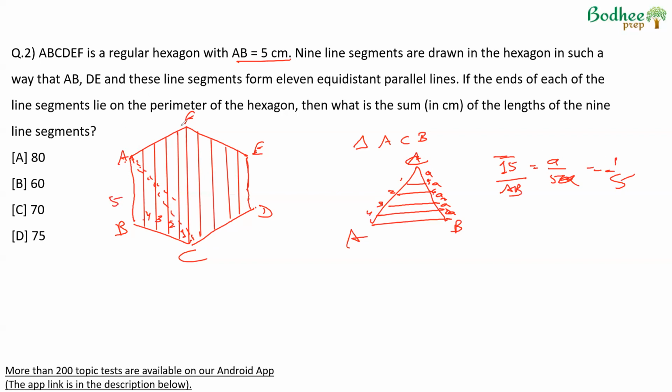On the flip side, in triangle AFC, similarly, we can say this will be 1. This will be 2.